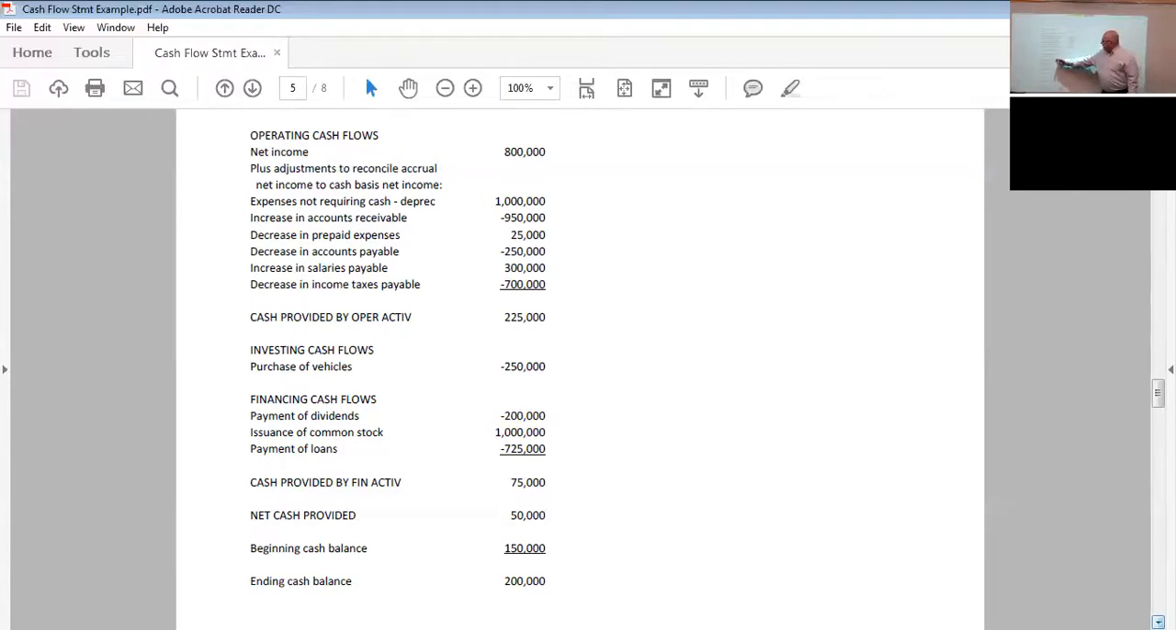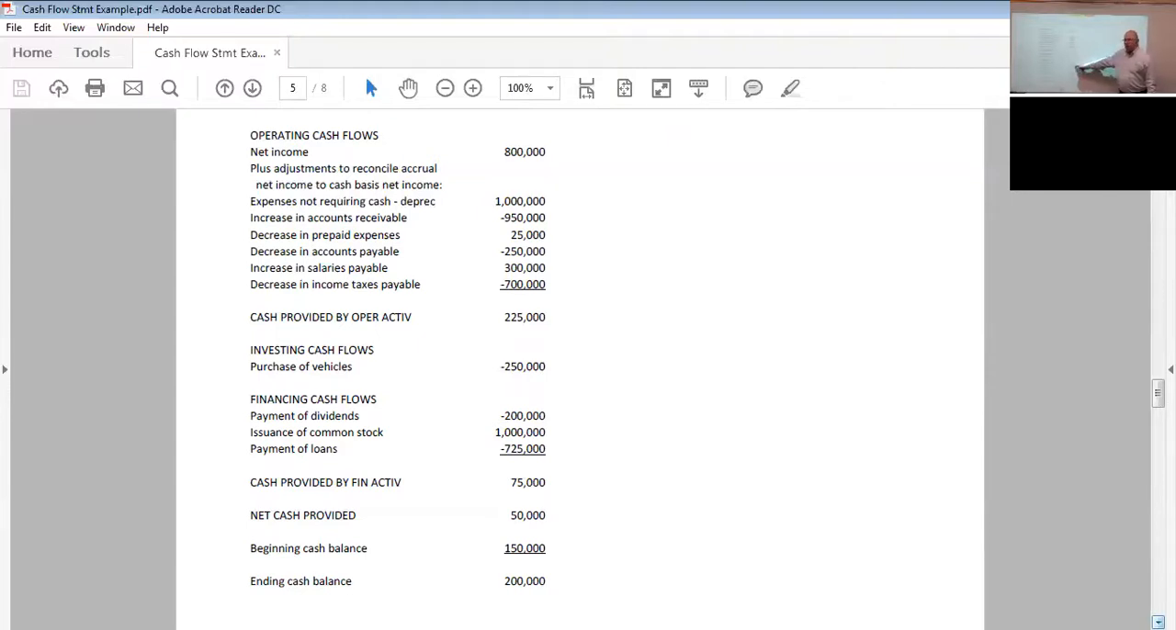And then we have financing cash flows. Payment of dividends. That's a use of cash, so it's negative $200,000. Issuance of common stock is $1 million. Now, I think if you looked on the statement of retained earnings, you'd see that the issuance of common stock was $100,000. You have to remember the issuance also includes the change in additional paid-in capital. It's just the way we record it, we split it between common stock and additional paid-in capital. So we have to add those two together to get how much cash was provided by the issuance.